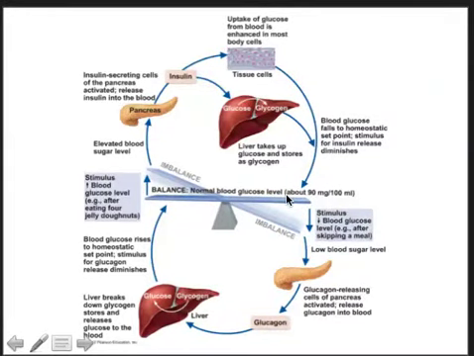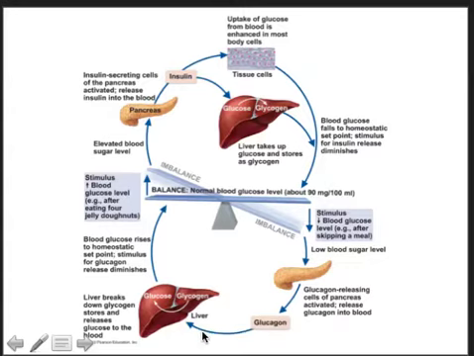In between meals, when blood glucose levels begin to drop below what we would consider an optimal level, the stimulation of glucagon will cause the breakdown of glycogen in the liver to produce simple sugars, glucose, in the blood, and will also stimulate the liver to engage in gluconeogenesis. That means literally the formation of new sugar from things like amino acids.